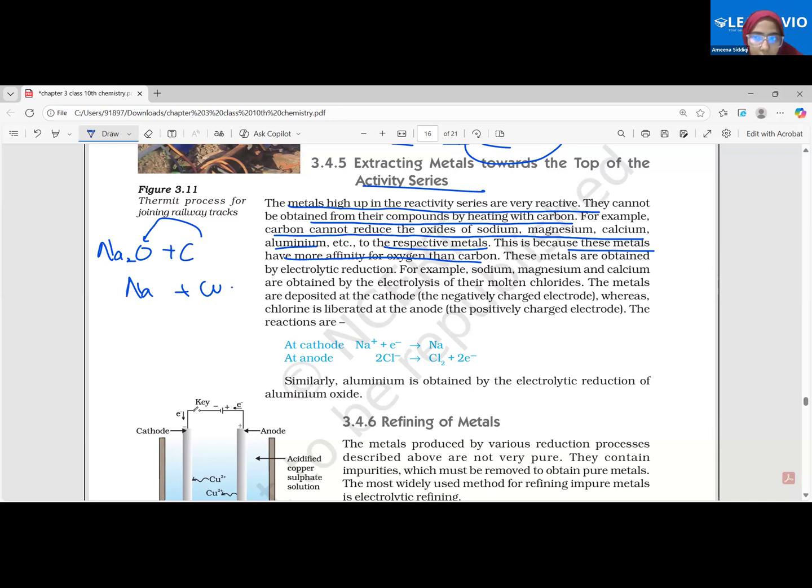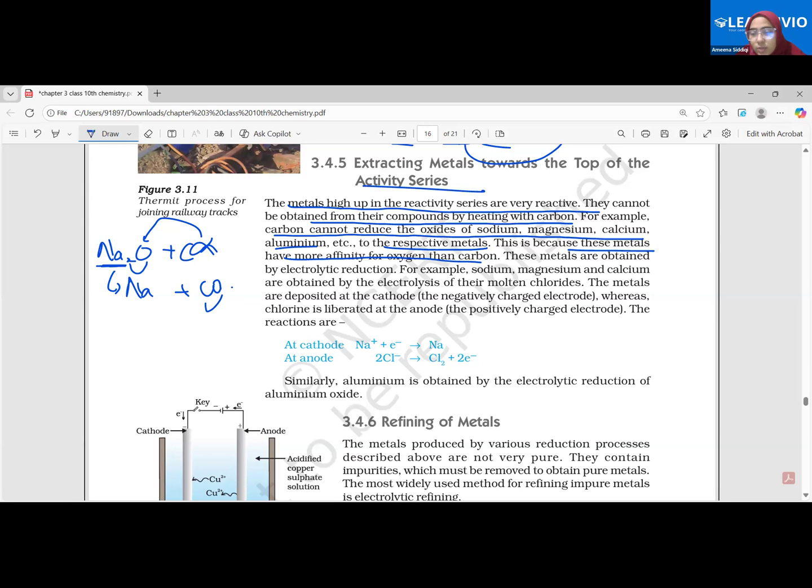Yes or no? Yes. But this is not possible. Why? Because the most reactive metals, that is sodium, potassium, calcium, magnesium, aluminium, have such high affinity for oxygen that the affinity of oxygen towards carbon is less than that. So it is very obvious that oxygen will stay with sodium, right? If oxygen stays with sodium, we cannot get pure sodium, right? Therefore, we do not use carbon as the reducing agent.